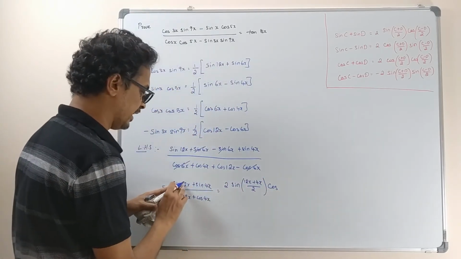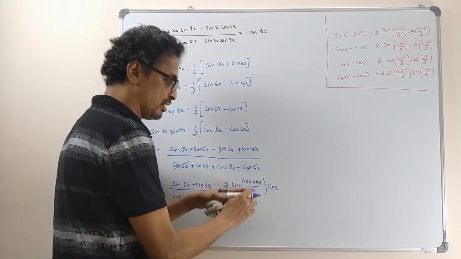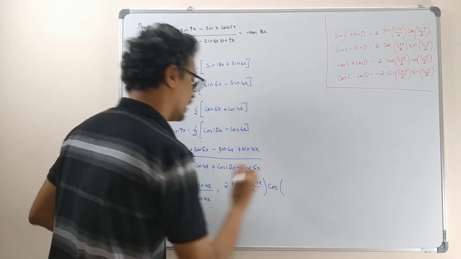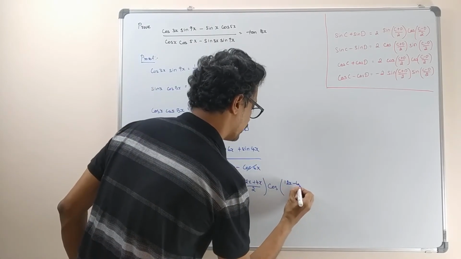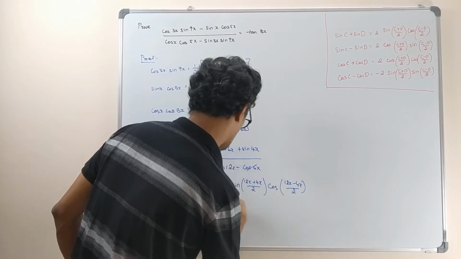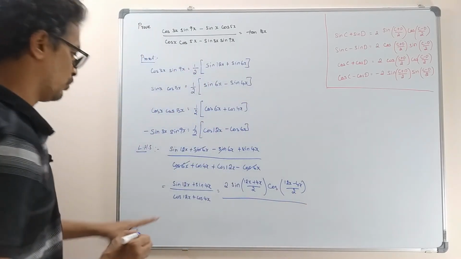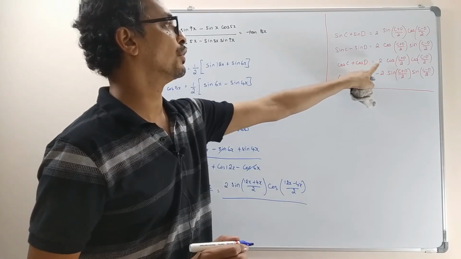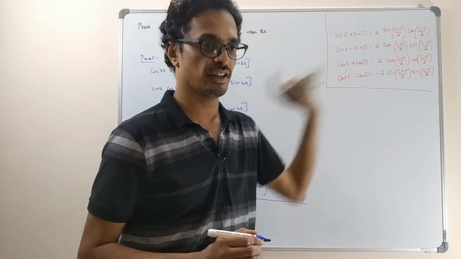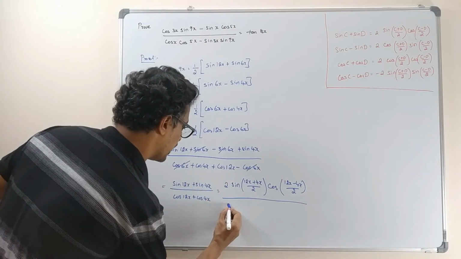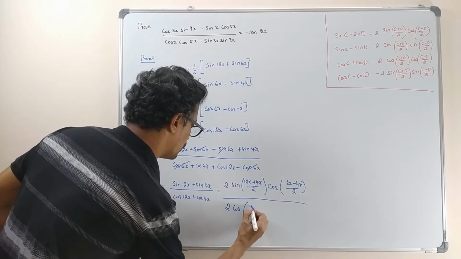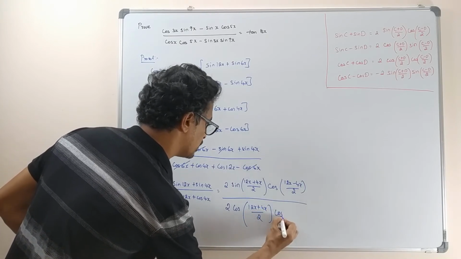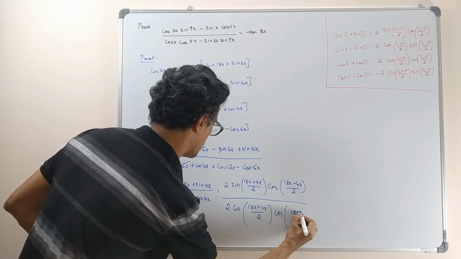Because sin C plus sin D equals 2 sin (C plus D)/2 cos (C minus D)/2. So this will be cos (12x minus 4x)/2 upon, now let us see the bottom. This is cos C plus cos D. Cos C plus cos D equals 2 times cos (C plus D)/2 cos (C minus D)/2. So this will be 2 times cos (12x plus 4x)/2 into cos (12x minus 4x)/2.